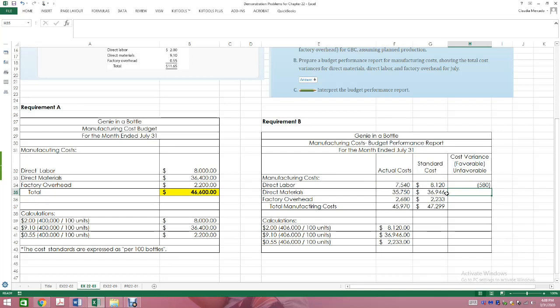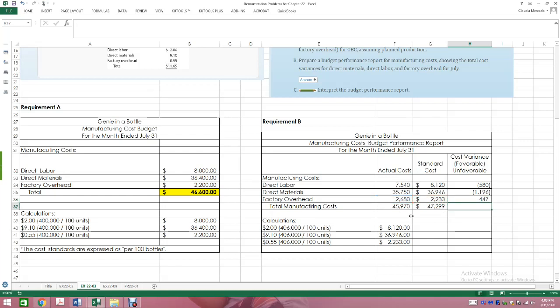Okay, now let's do materials. You spent $35,750. You had anticipated spending $36,000. So once again, I have a favorable variance. You spent less money on materials than what you anticipated. That's good. That means that you made very good use of your materials. How about your overhead? You spent $26.80 on overhead. You had anticipated spending $22.33. Now here you spent more than what you anticipated, so that should be an unfavorable variance.